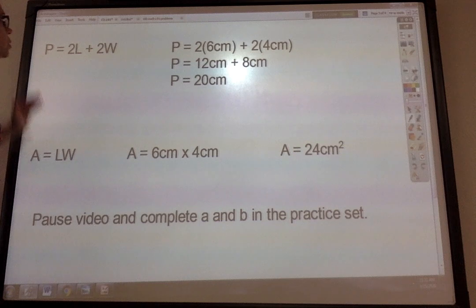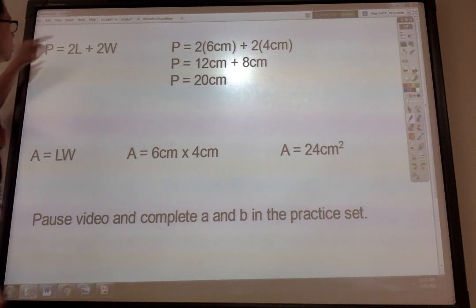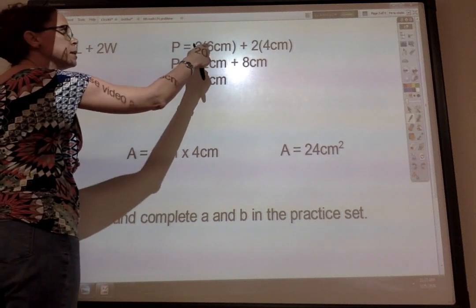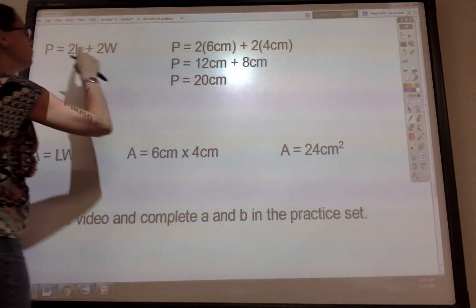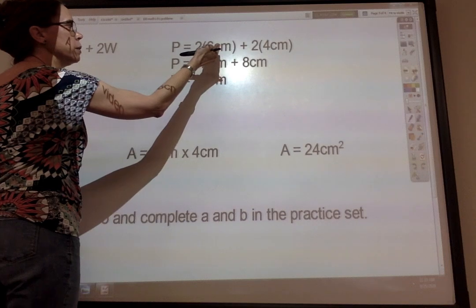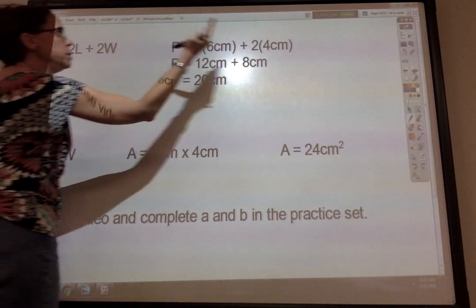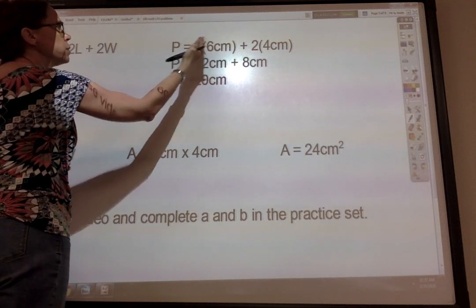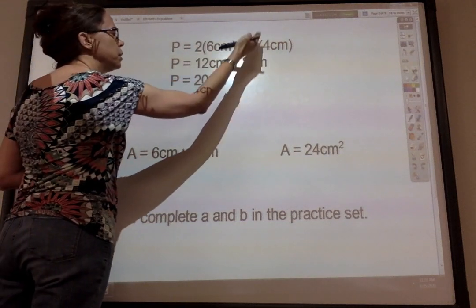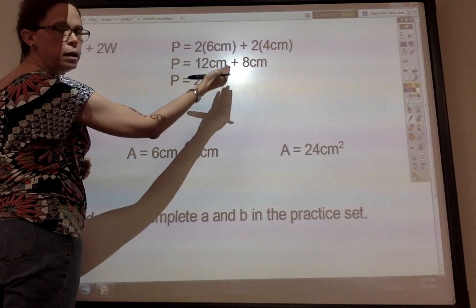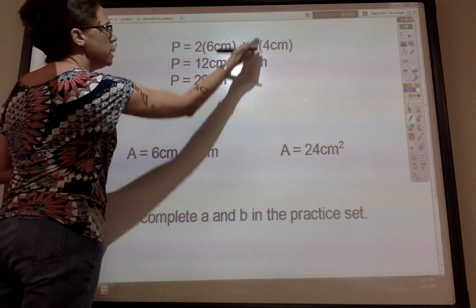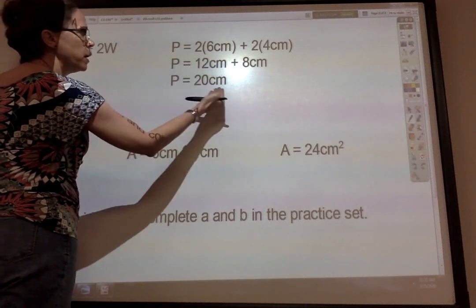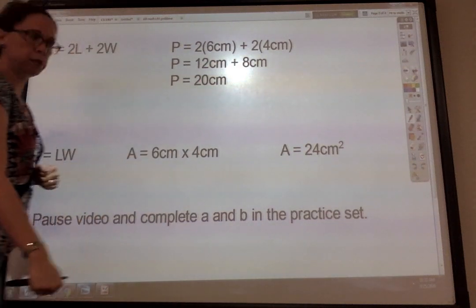Okay? So our formula for perimeter is 2 lengths plus 2 widths. So they told me my length was 6 and my width was 4. So instead of an L, I'm going to use 6 centimeters for the length. And instead of a W, I'm going to use 4 centimeters for the width. Multiply the 6 centimeters times 2 plus 4 centimeters times 2. And my next step, I get 12 centimeters plus 8 centimeters. Okay? If I add my 12 and 8, my final perimeter is 20 centimeters.